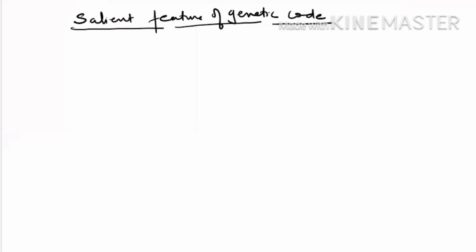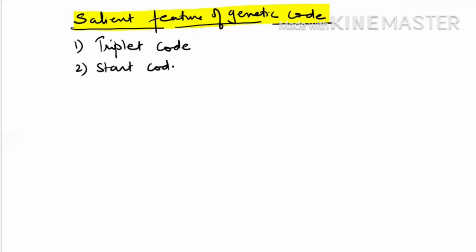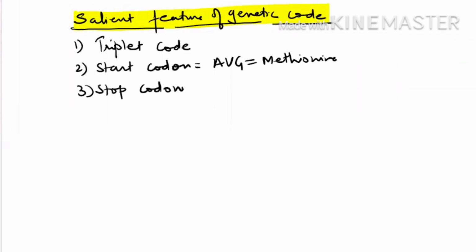Is it clear? Now see the salient features of the genetic code. What are the salient features? First of all, they are triplet. We say codons are triplet in nature. Then there is a start codon, which is AUG, which codes for methionine. Then there is also a stop codon. There are 3 stop codons, which are UAA, UAG, and UGA.